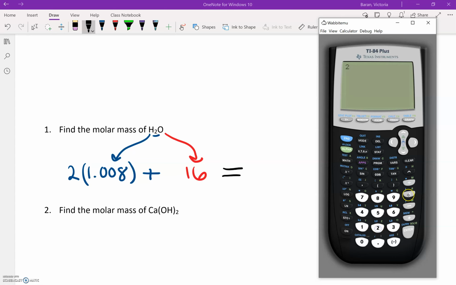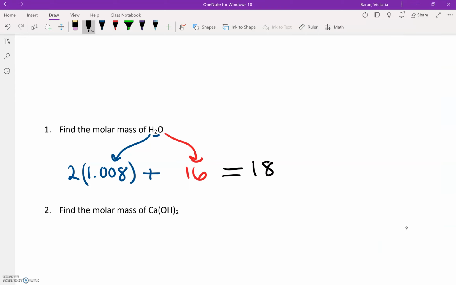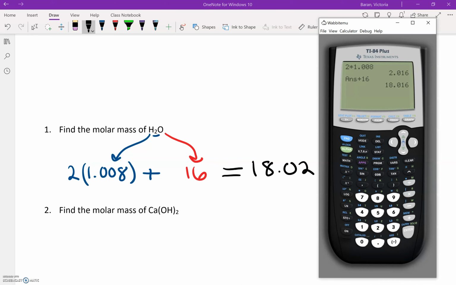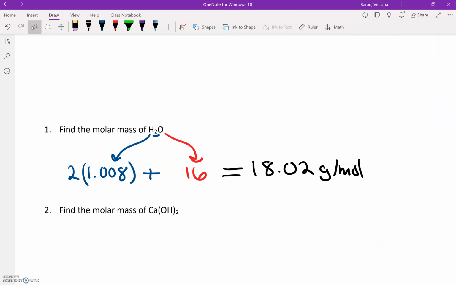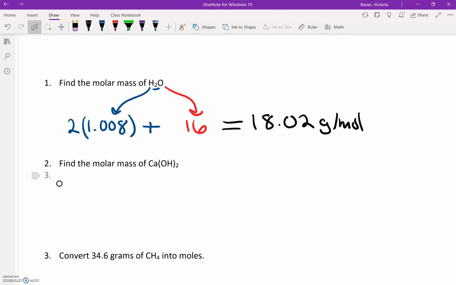Okay, so I'm going to do 2 times 1.008. I'm just going to hit enter, plus 16. So I'm going to get 18.016. If I go 2 decimal places, 18.02 grams per mole. Okay, I'm fine if you go 2 decimal places. Now again, just make sure you're being careful when you're putting things into your calculator. As far as order of operations go, I like to do everything separate, and that's what I did here. Okay, so that's how we would find the molar mass of something like water.